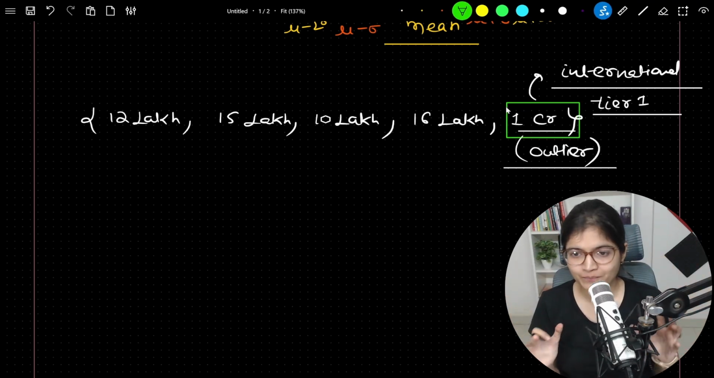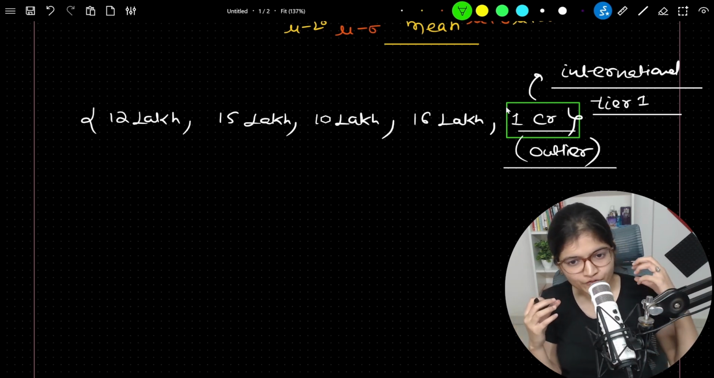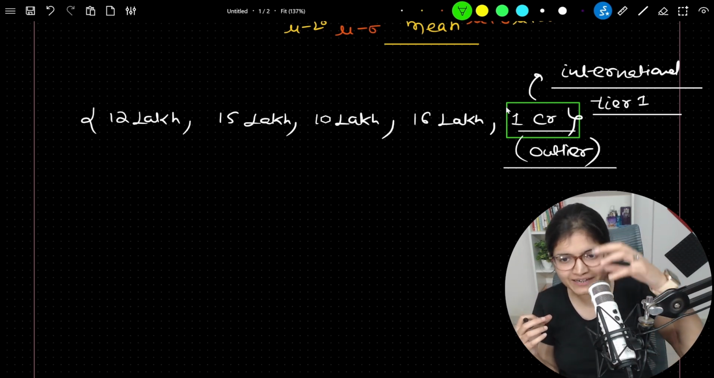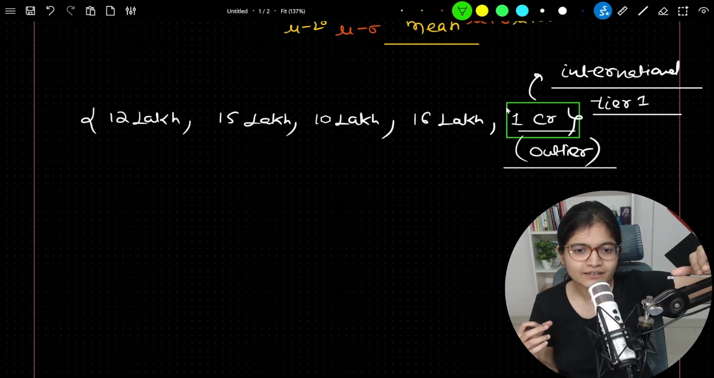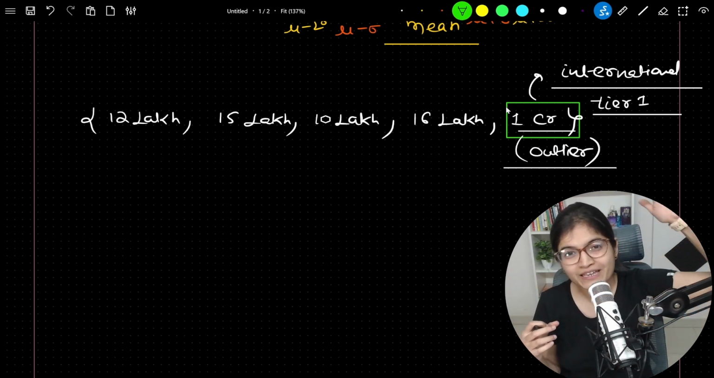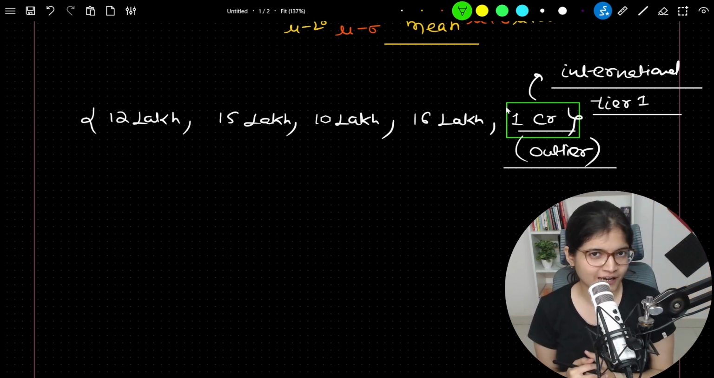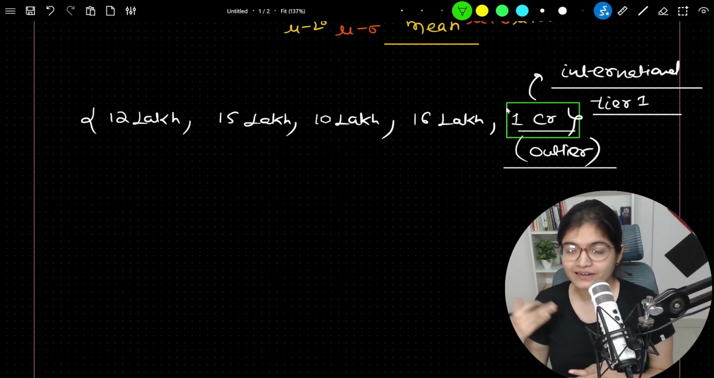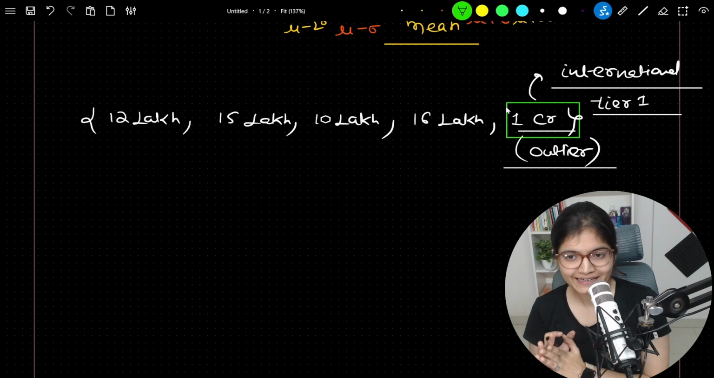Will you guys agree with me? When I'm saying mean value, it is the average, right? So if you try to take the average of 12 lakh plus 15 plus 10 plus 16 plus 1 CR, because of this 1 CR value, the complete value of the mean will be much, much higher as compared to when we don't have this 1 CR value. So completely the analysis went wrong, the mean value went wrong. And that is why there is a lot of need to handle this in a quite efficient manner.